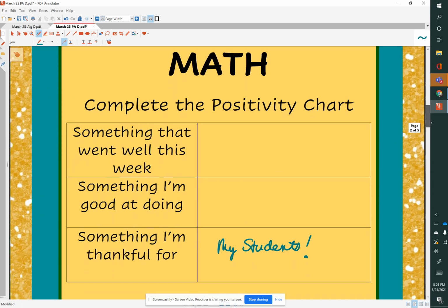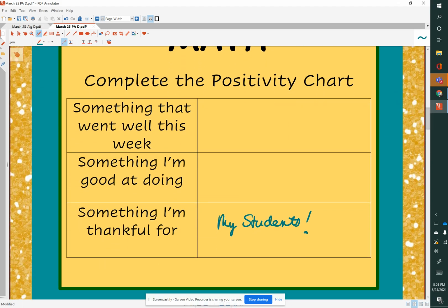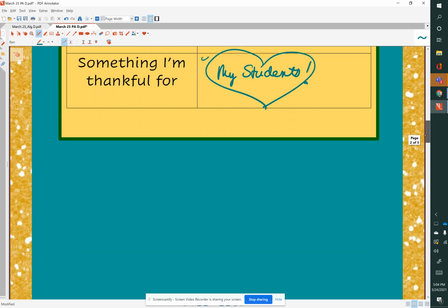But for now, we have a positivity chart to complete: something that went well this week, something that you're good at doing, and something you're thankful for. And of course, I wrote my students. So let's get into the math.